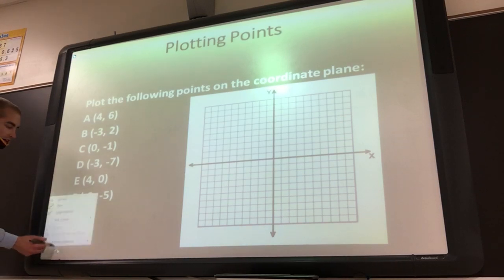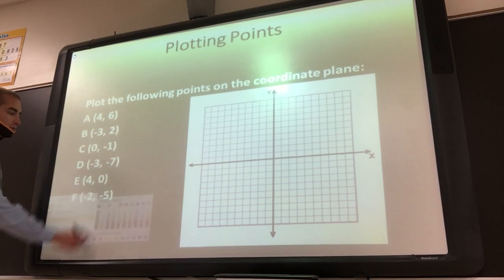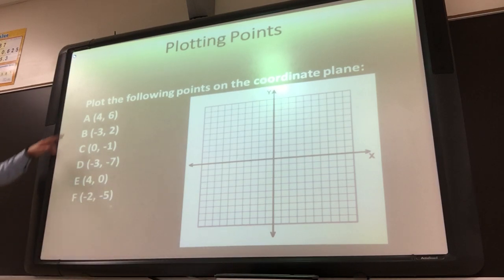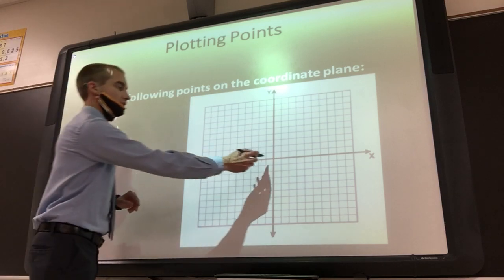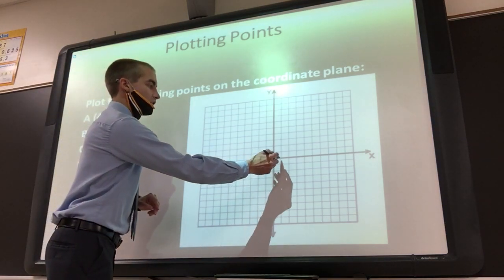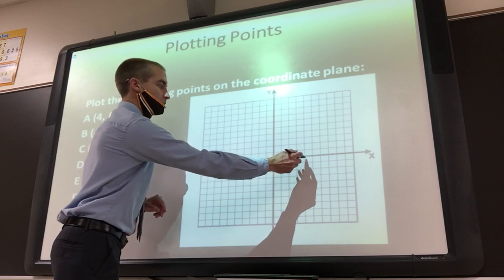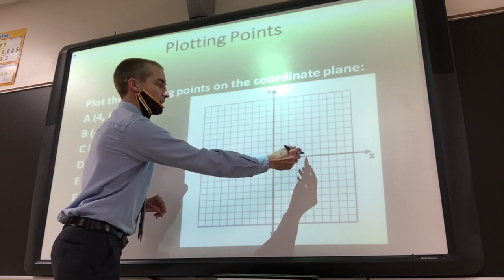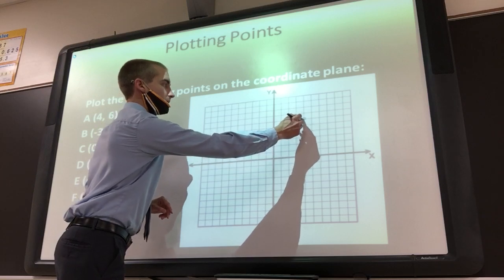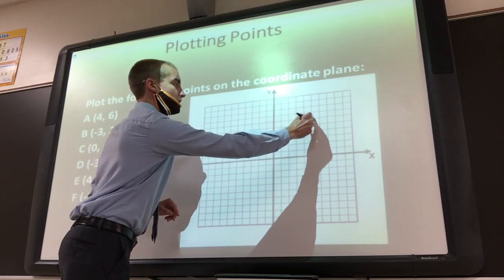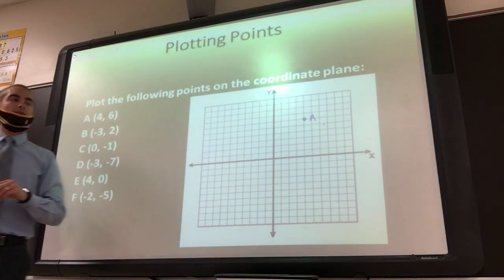So when we plot them, make sure that you label as well what's A, B, C, D. So A is positive 4, positive 6. Always start at the origin. Always start at 0, 0. You're going to go 4 to the right because it's positive 4. And positive 6 means we go up 6. Plot a point right there and say that's A.